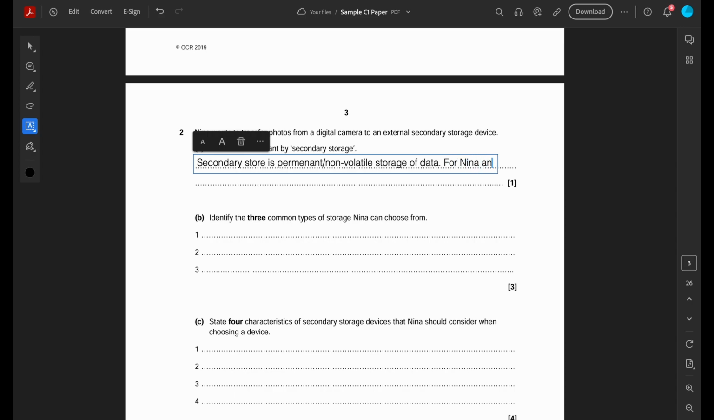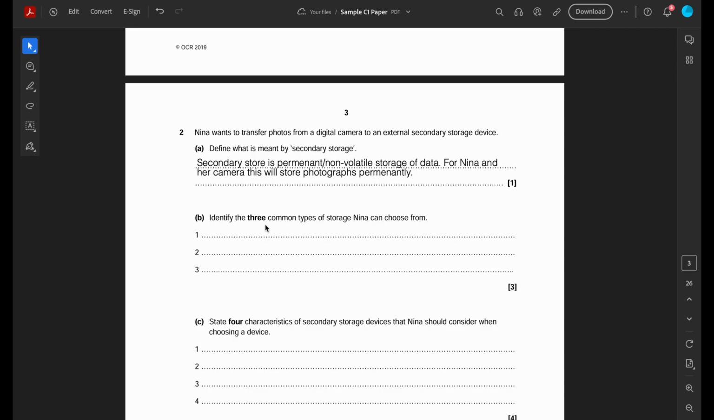For Nina and her camera, this will store photographs permanently. Alright, I'm just making sure I'm covering all the bases to make sure I get as many marks as I possibly need.